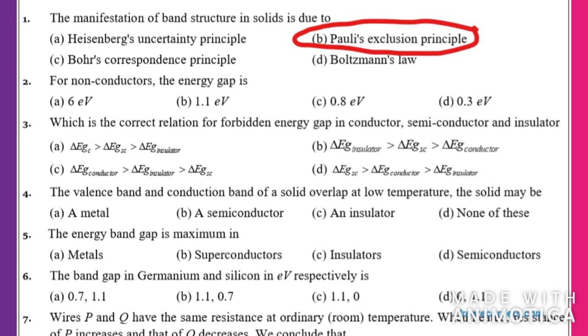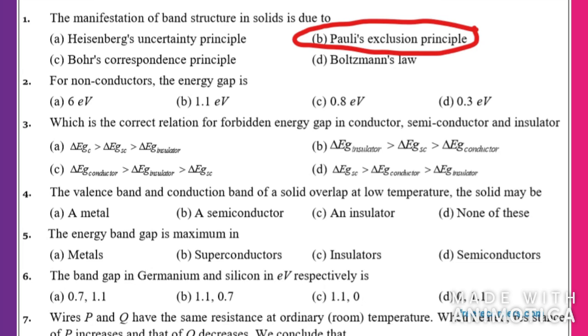The first question says the manifestation of band structure in solids is due to Heisenberg's uncertainty principle, Pauli's exclusion principle, Bohr's correspondence principle, or Boltzmann law. It is actually the Pauli's exclusion principle, and it confirmed how in solids the energy band gaps are different.